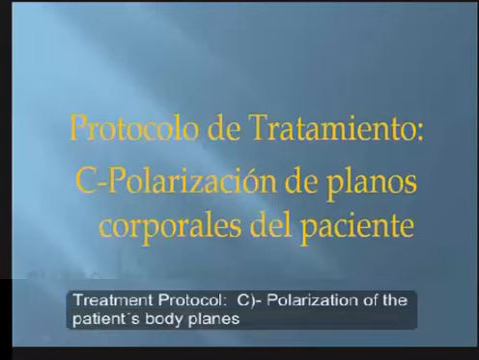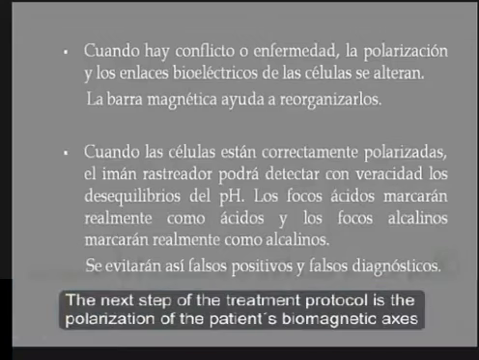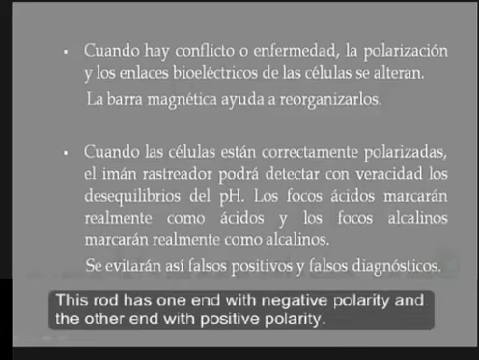Treatment Protocol C: Polarization of the patient's body planes. The next step of the treatment protocol is the polarization of the patient's biomagnetic axis or body planes using a magnetic rod. This rod has one end with negative polarity and the other end with positive polarity.